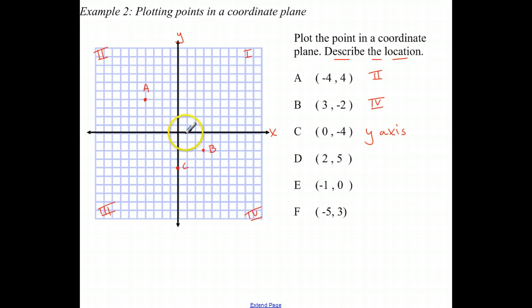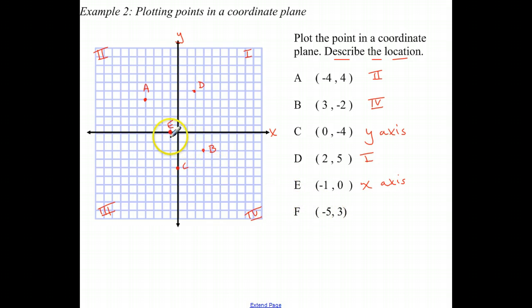Point D, positive 2, positive 5. That's located in quadrant 1. Point E, negative 1, and then up or down 0. So point E would be right here, and that is located on my x-axis.